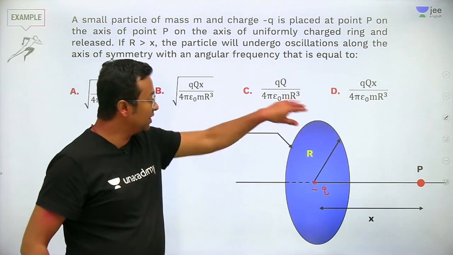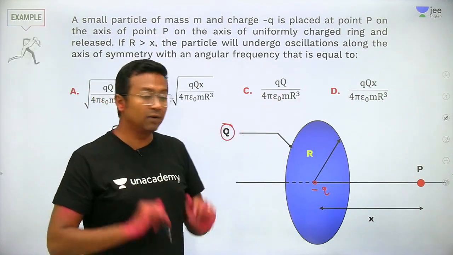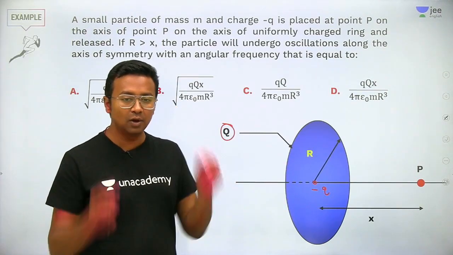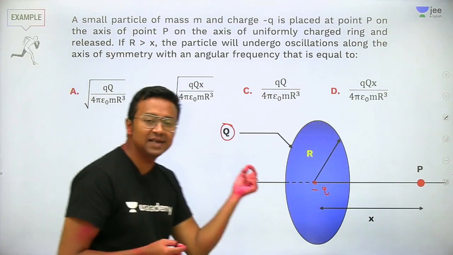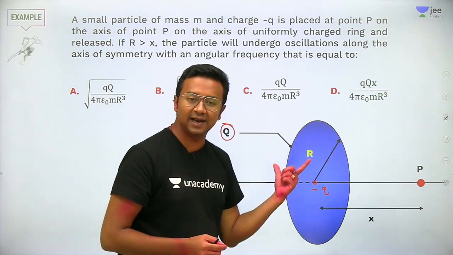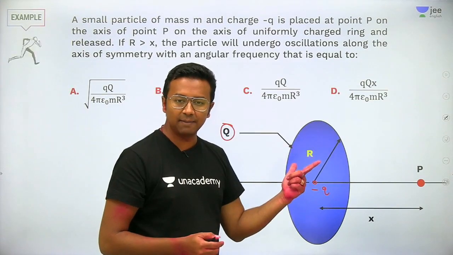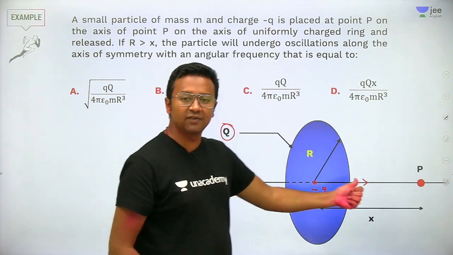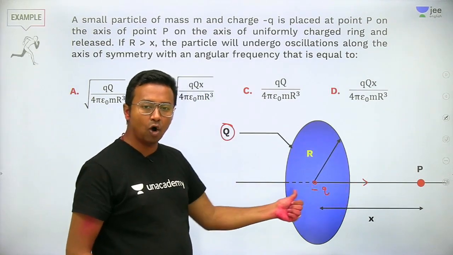So initially the electric field at the center will be how much? It will be equal to 0. So the net force acting on minus q will be equal to 0. But what we do is we displace it a little bit towards the right. What is going to happen? The electric field is in this particular direction. It's a negative charge. It will get a force in the opposite direction.